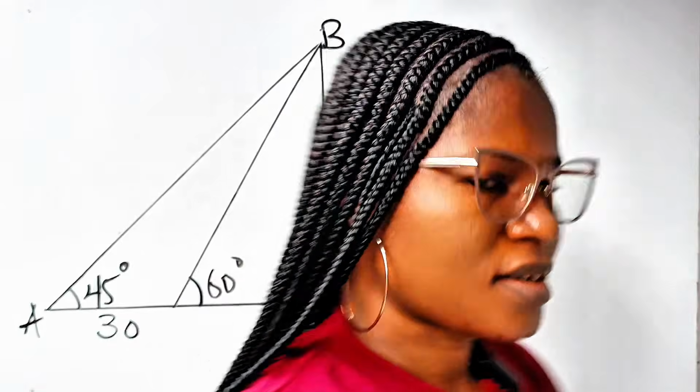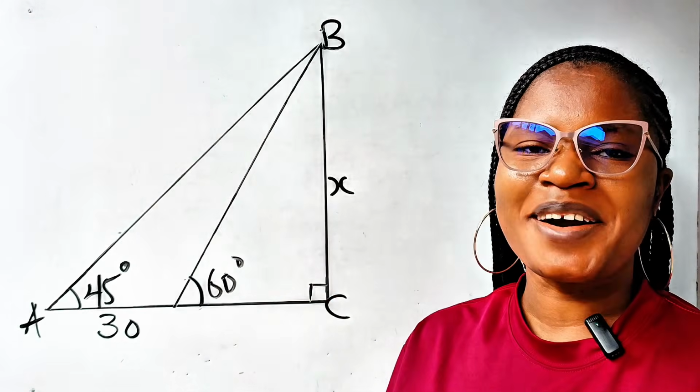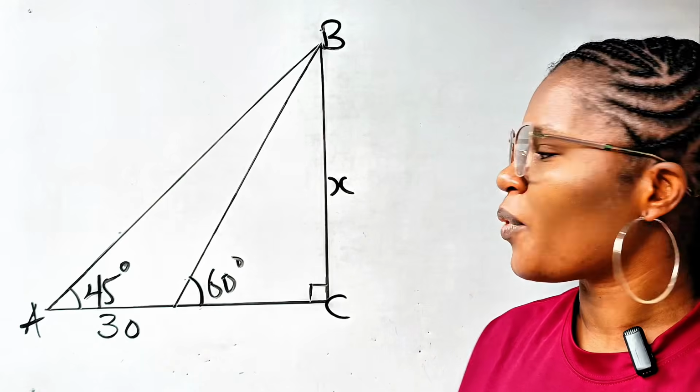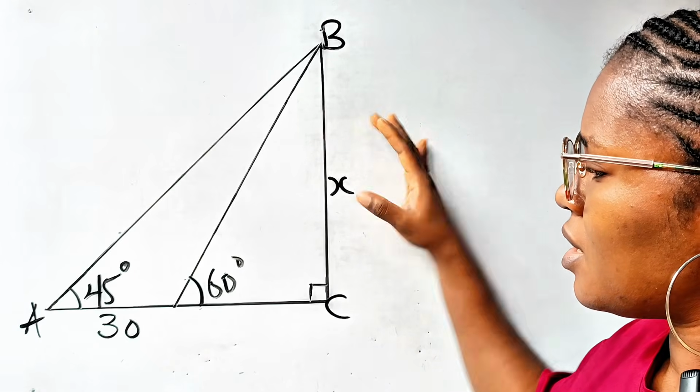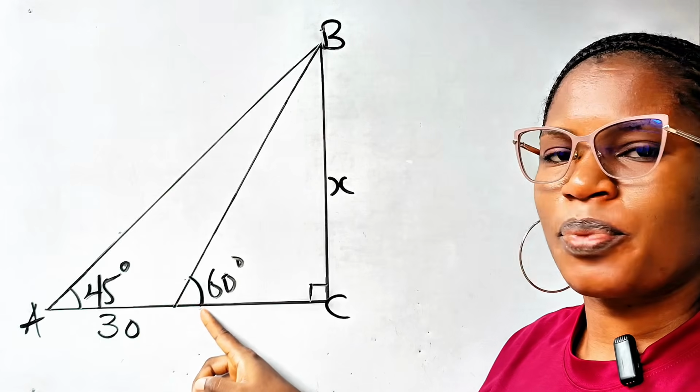To find x is going to be difficult if you take the wrong route. Welcome back to my channel. We are asked to find the value of x if angle A is 45 degrees and this angle is 60 degrees and this is a right angle.